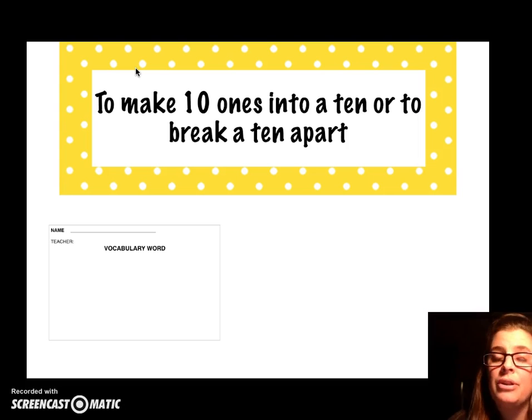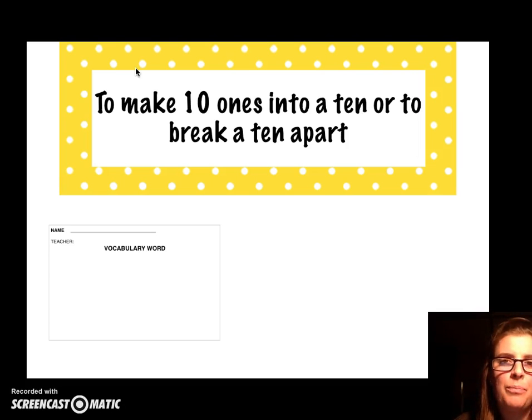When you're confident and comfortable with your answer, write down the vocabulary word to make 10 ones into a 10 or break a 10 apart in the vocabulary section of your answer ticket. Do the best that you can. Spelling in this particular case isn't important.